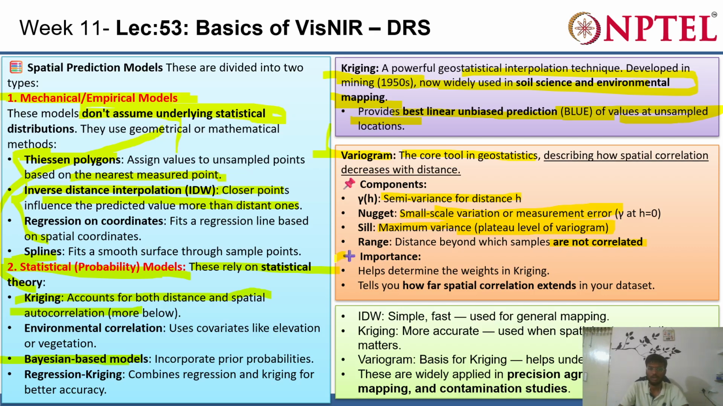It is important because it helps to determine the weights in kriging and tells you how far spatial correlation extends in your dataset.